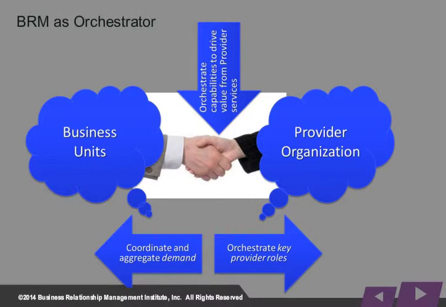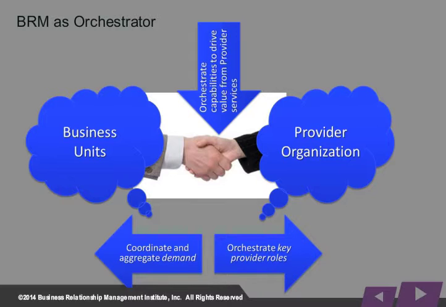The next metaphor is BRM as orchestrator. My dictionary defines orchestrate as to organize so as to achieve the best or greatest overall effect. So, BRM orchestrates or organizes the key roles, resources, and capabilities to help stimulate, surface, shape, and harvest business value. The diagram on your screen illustrates this idea. BRM as orchestrator has three main aspects.